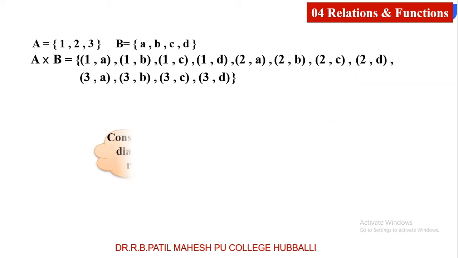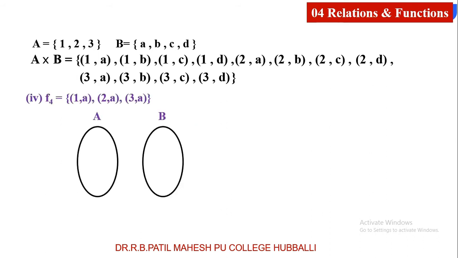Next let me take F4, its arrow diagram. In F4 you can see 1A, 2A, 3A. A and B are the two sets, 1, 2, 3 in the set A, and A, B, C, D in the set B. F4 is a relation from A to B. Now you can observe the ordered pairs in F4. F4 has the ordered pairs 1A, 2A, 3A. 1 is related to A, 2 is related to A, 3 is related to A.